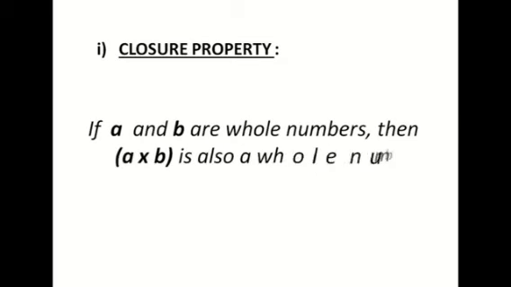Okay. Now we will express this closure property in general form. Let's take A and B as two whole numbers. So their product, how much will it be? A into B. Yes. So if A and B are two whole numbers, then their product A into B will also be a whole number. Look at this statement: if A and B are whole numbers, then A into B is also a whole number. I hope you are clear.